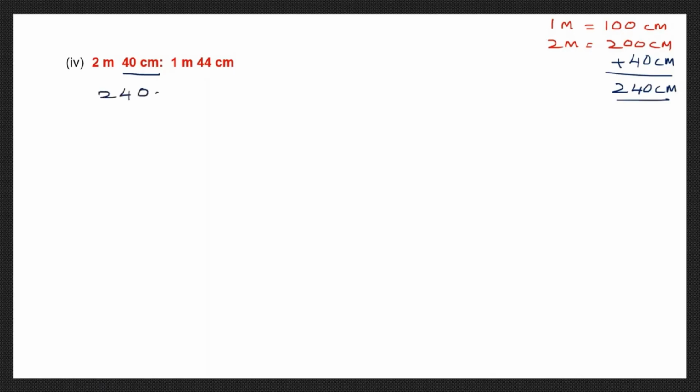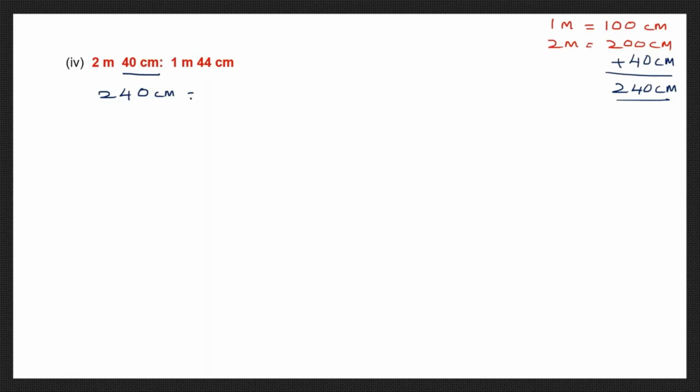Question 4. 2 meter 40 centimeters and 1 meter 44 centimeters. Let's convert them all to centimeters. We know that 1 meter has 100 centimeters. Therefore, 2 meters will have 200 centimeters plus, let us add up 40 centimeters from the question, 40 centimeters to make it 240 centimeters altogether. So this is 240 centimeters.